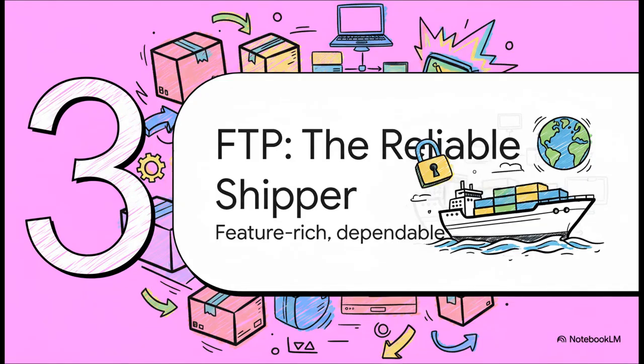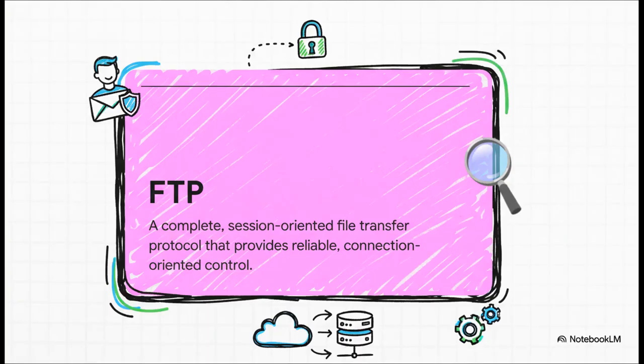All right, now let's switch gears and meet our other protocol, FTP. If TFTP is that simple courier, then FTP, or File Transfer Protocol, is more like a certified, reliable shipping company. It's more formal, way more robust, and it's packed with features designed for dependability. And this right here shows the huge difference. FTP is a complete, session-oriented protocol. The keywords you gotta remember are reliable and connection-oriented.